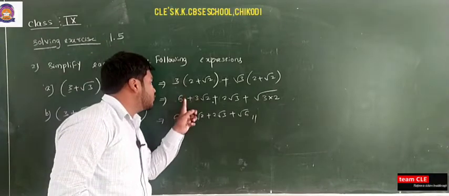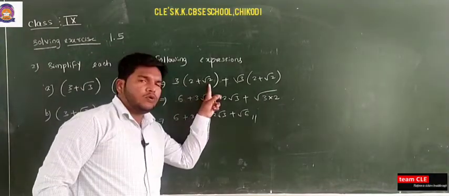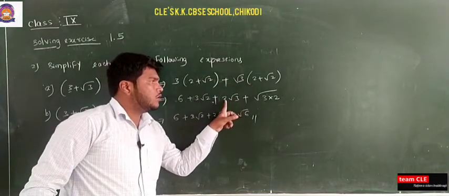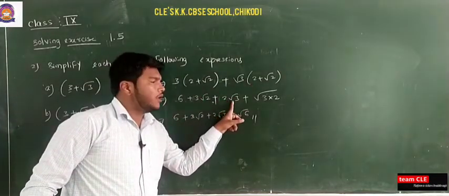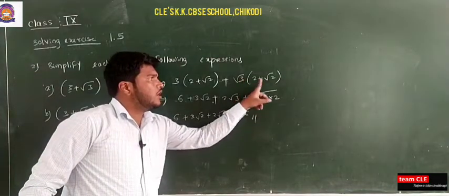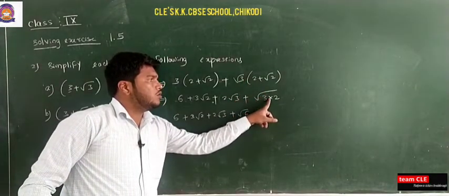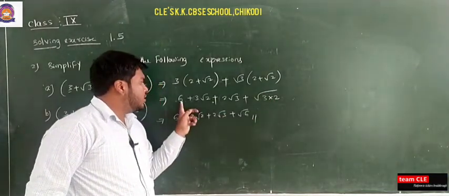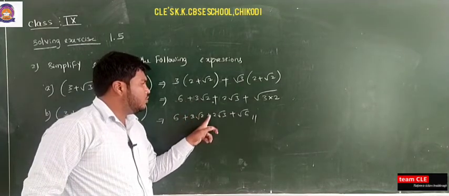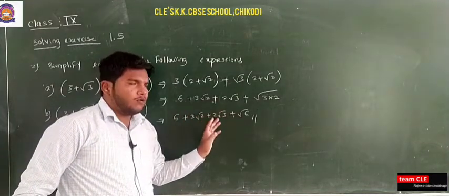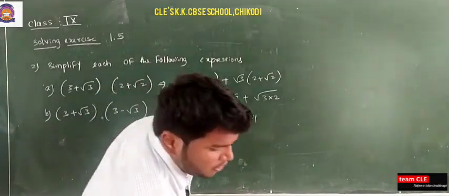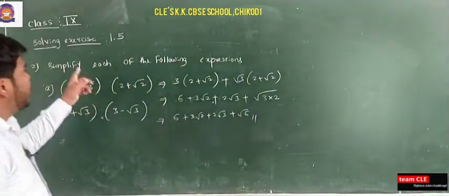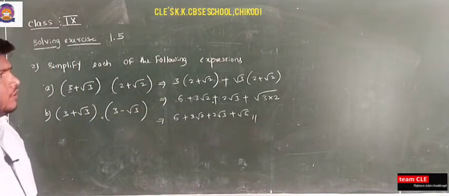First 3 into 2 equals 6. Then 3 into root 2, I write as it is. Next root 3 into 2, that is 2 into root 3. Next plus root 3 into root 2, that is root 3 into root 2, which is root 6. So 6 plus 3 into root 2 plus 2 into root 3 plus root 6. Take these 2 examples, and the remaining 2 examples you have to solve by yourself. So take this exercise number 1.5, please take it down.